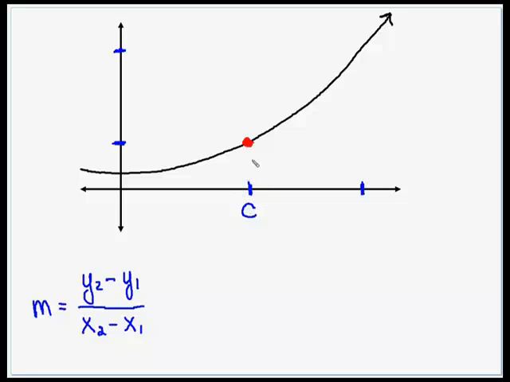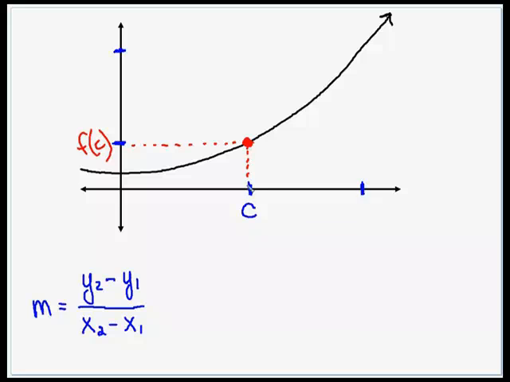Well, here is our first point. This is c, and then when we plug c into the function, it gets mapped to the curve, and then over to the y-axis. This is f of c. Now we're trying to find the slope at this point, or the slope of the tangent line at this point. Well, to find slope, we do need 2 points.